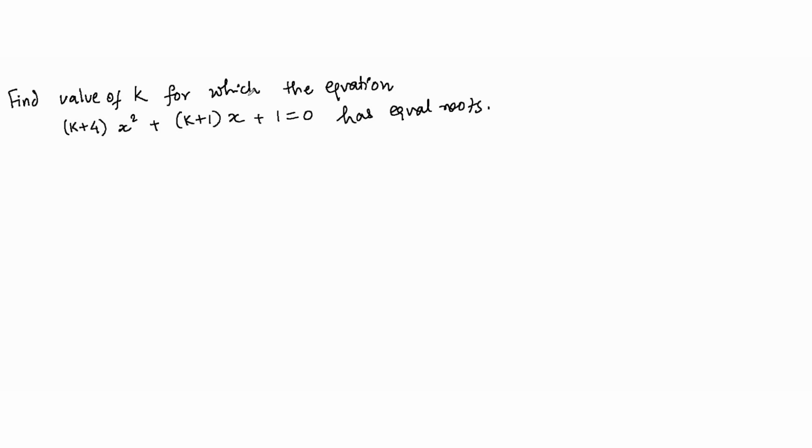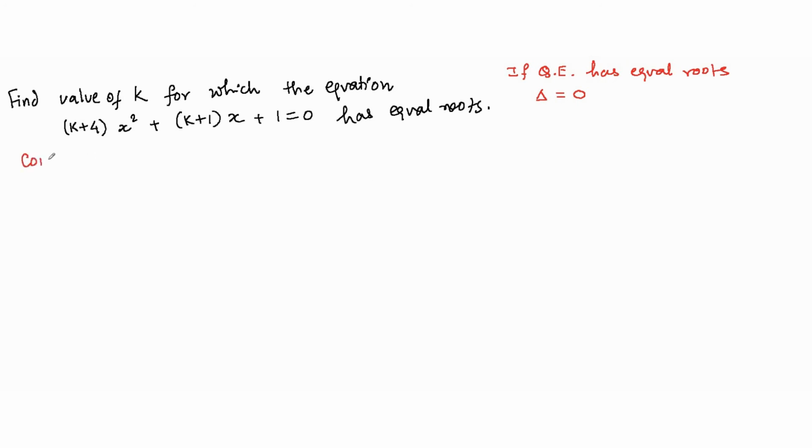Find the value of k for which this equation has equal roots. Now, if a quadratic equation has equal roots, I know that the only possibility is real and equal roots. So I know that the discriminant has to be 0, right? So this is going to be an important justification.